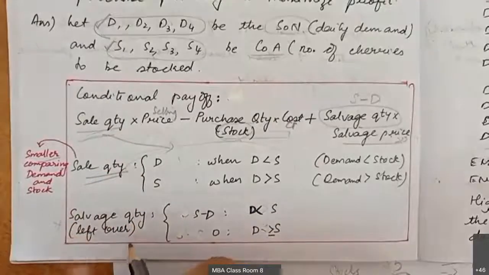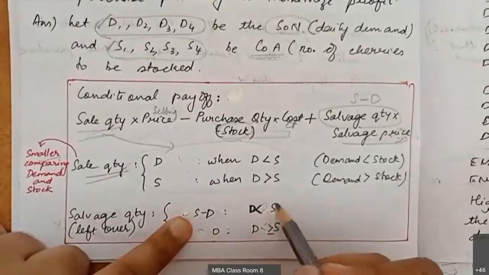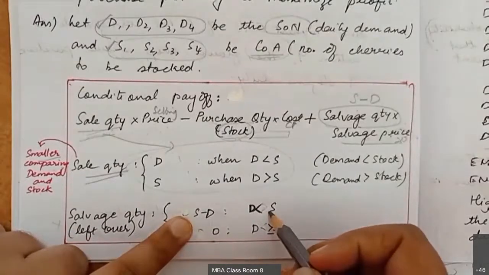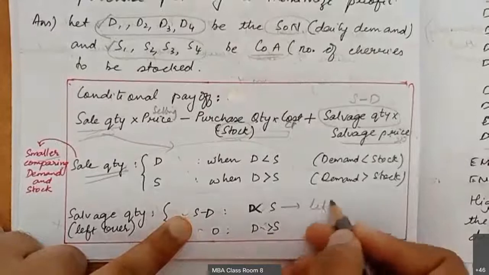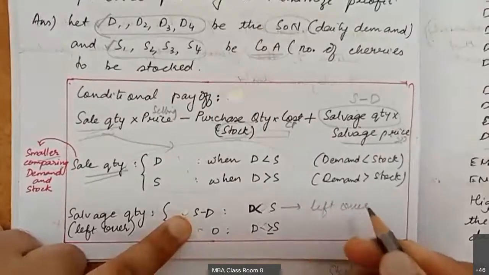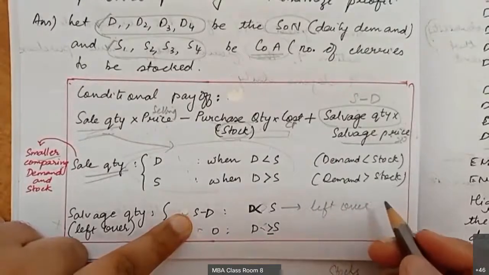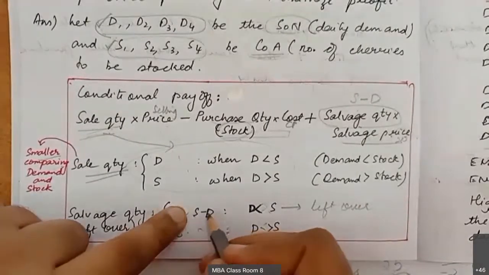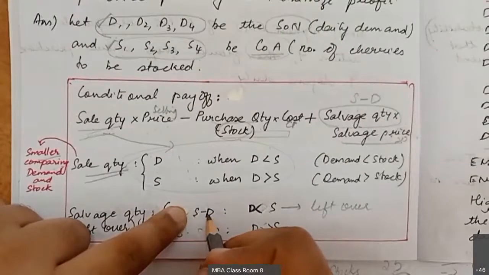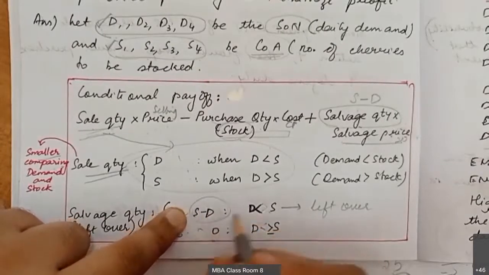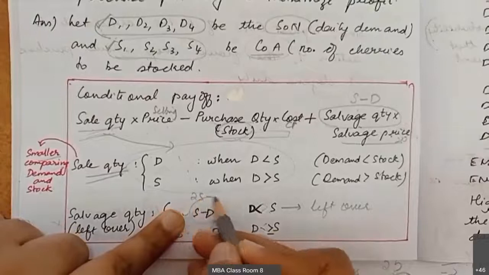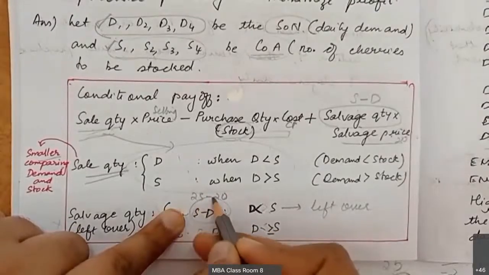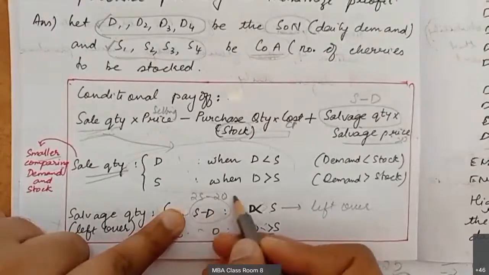Salvage quantity, when demand is lesser than the supply. When demand is lesser, you will have leftover in this case. How will you calculate how much is leftover? You have to subtract the demand from how much you have stocked. So you will understand how much is leftover. In our stock we kept 25 cakes. Demand came for only 20 cakes. What is leftover? 25 minus 20. That is S minus D, which is 5.